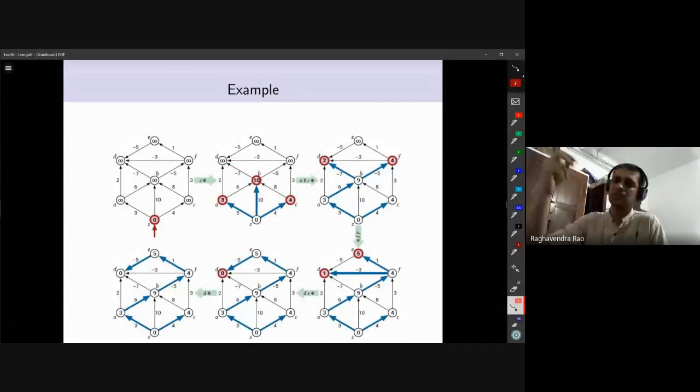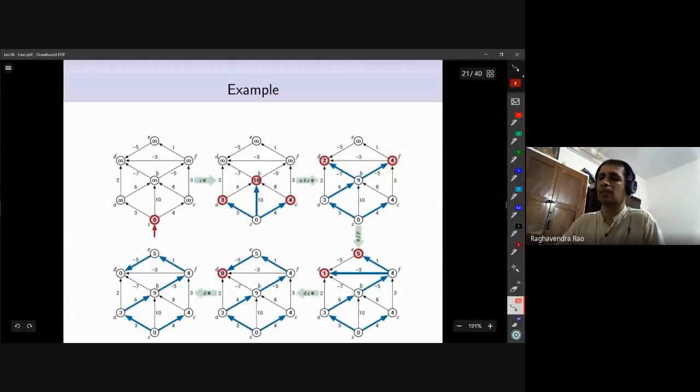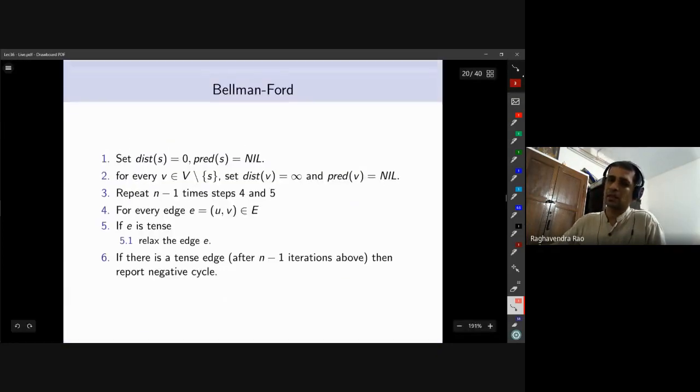What is guaranteed is that after the ith iteration, for a node, if the shortest path from S to this node uses at most i edges, then this vertex should have the correct distance value after that iteration. That's exactly what we are going to argue. That justifies the number of iterations being n minus 1, because any simple path will use at most n minus 1 edges. It won't use more than n minus 1 edges.